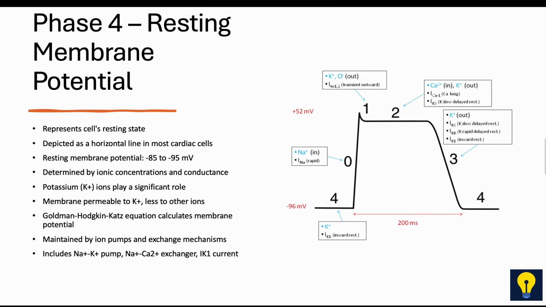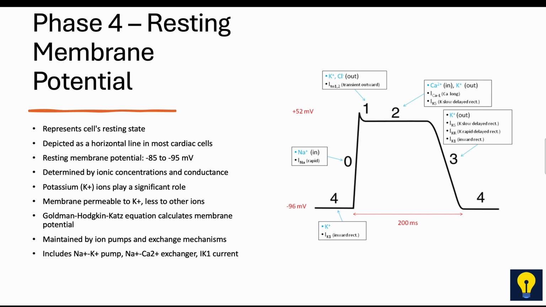So while the sinoatrial node cells receive input from the autonomic nervous system, they also self-activate and they don't need an external stimulus to fire. So there's an autonomic modulation of the sinoatrial node that occurs in phase 4.